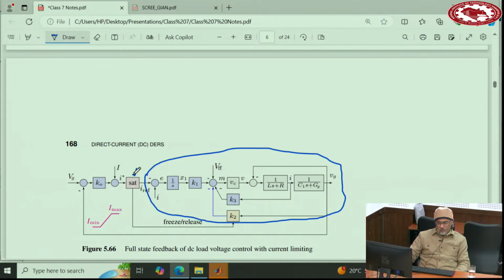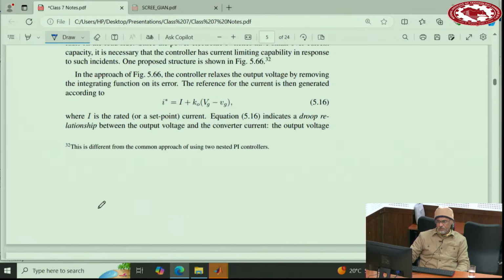So I do that. Now the question is, where do I get the reference of the current? One idea is to get it this way: I star equals capital I, which is the rated current, plus K0 into capital VG minus the actual VG. Or in equation form, it is basically this, which is a droop form, right?